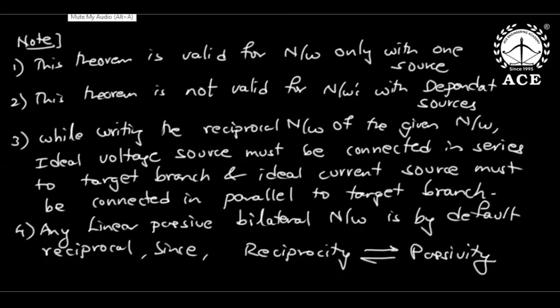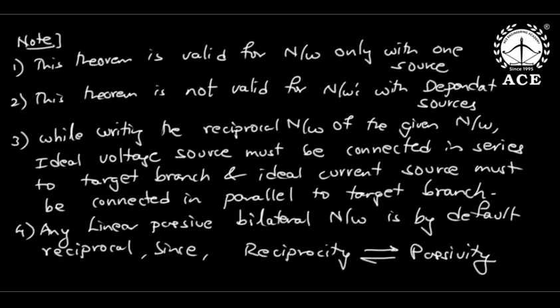See, this theorem is valid for networks with only one source. Then this theorem is not valid for networks with dependent sources. Very simple theorems. And while writing the reciprocal network, the ideal voltage source must be connected in series to the target branch, and the ideal current source must be connected in parallel to the target branch.